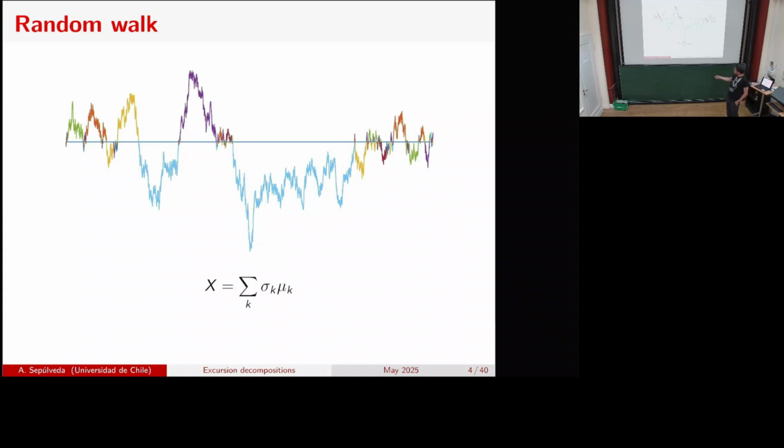And so, of course, that means that the walk itself can be written as an infinite sum of measures, in the parts where it is either positive or negative, times a sign. And what Ito taught us, and what is somehow clear to see in the random walk case, is that these signs are i.i.d. Bernoulli 1/2. So this is what I will mean by excursion decomposition.